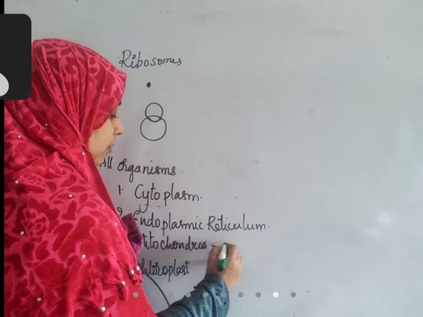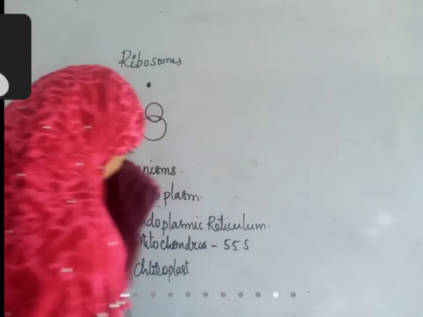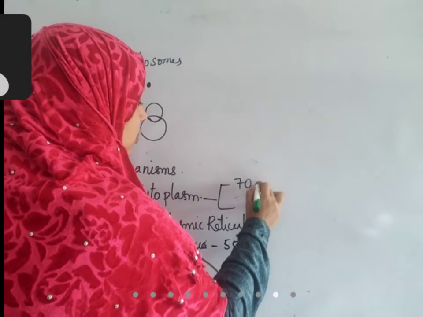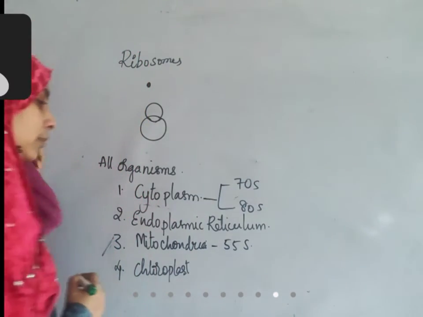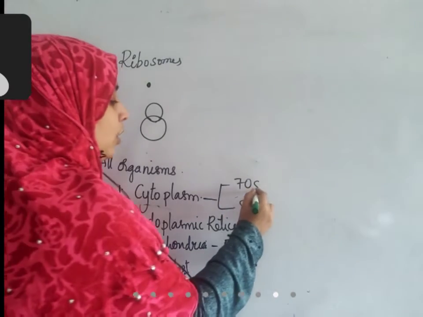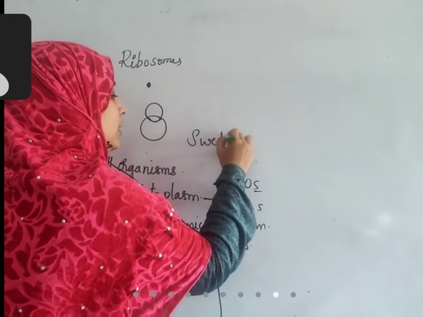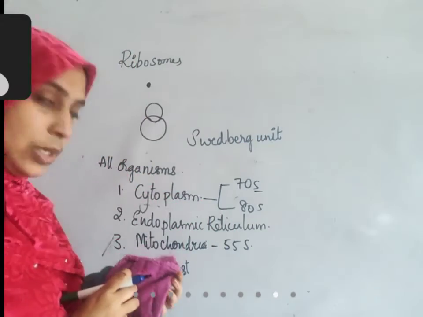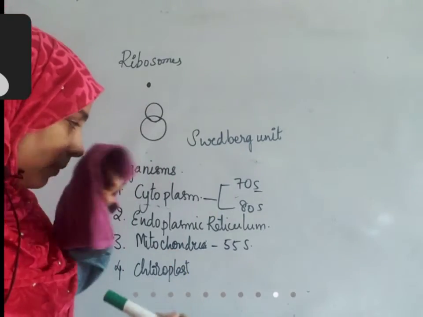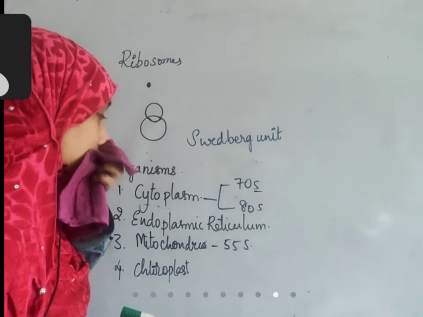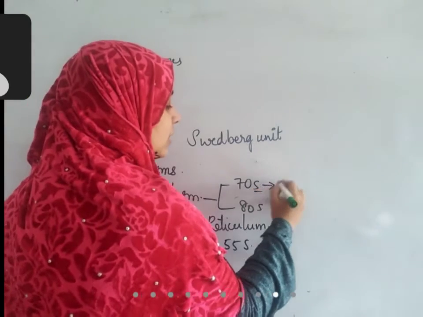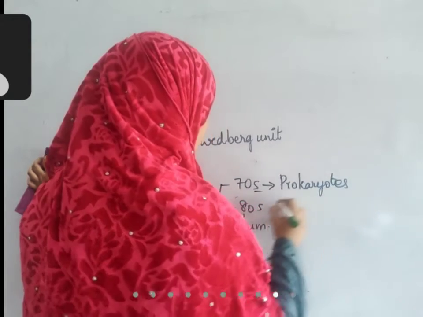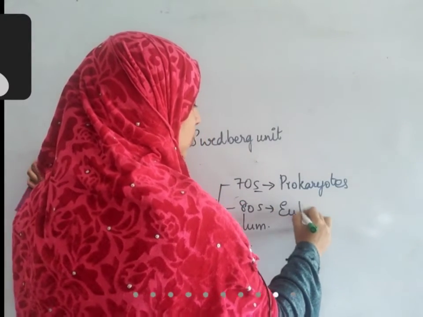Mitochondrial ribosomes are 55S ribosomes, whereas cytoplasmic ribosomes can be 70S or 80S ribosomes. What is S? S is the Svedberg unit. To understand its dimensions, it is one unit that was proposed by the scientist Svedberg. 70S ribosomes are present in prokaryotes. 80S ribosomes are present in eukaryotes.